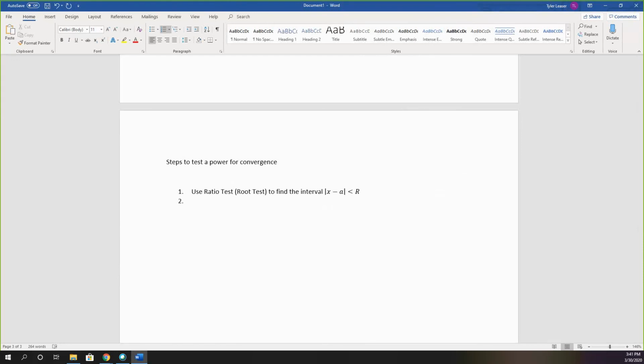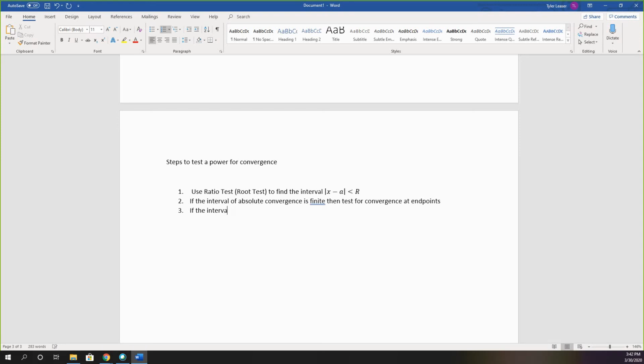The second thing that you want to do here is that if the interval of absolute convergence that you found in the first part is finite, in other words, the R value that we found here is not infinity, then you want to test for convergence at the endpoints. All right, once you've tested both of the endpoints, you're ready to write it all out.